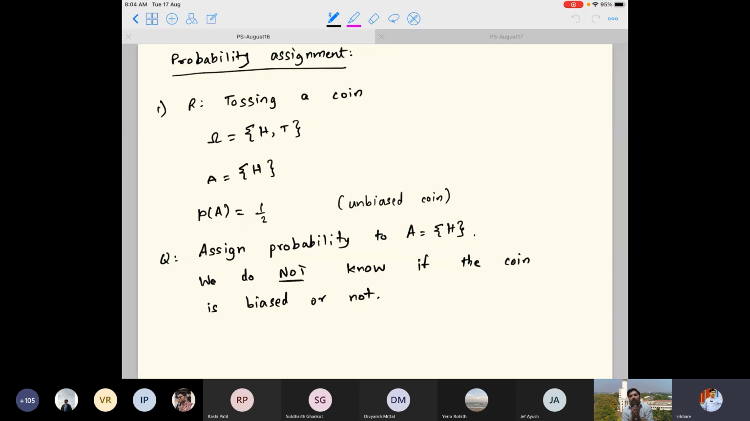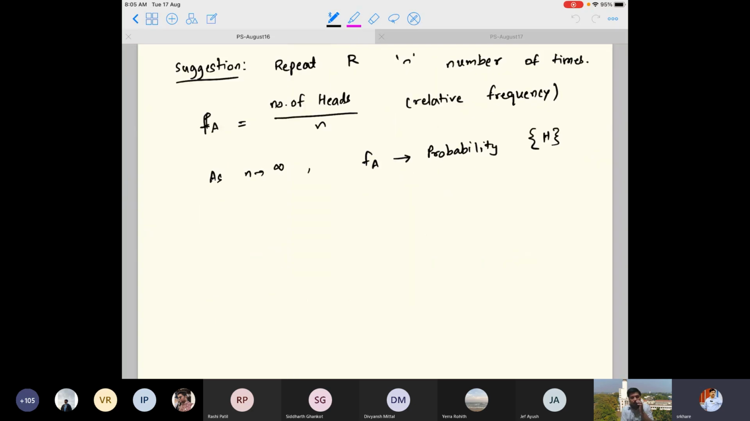Suppose a coin is given to you and you want to assign the probability of heads, and you don't know whether the coin is unbiased or not. So the problem is you are unsure about the unbiasedness of the coin. If you know the coin is unbiased, that is the same as saying both outcomes are equally likely, heads and tails, so the probability is half for the appearance of head. But we don't know whether the coin is unbiased, so how would you do this probability assignment?